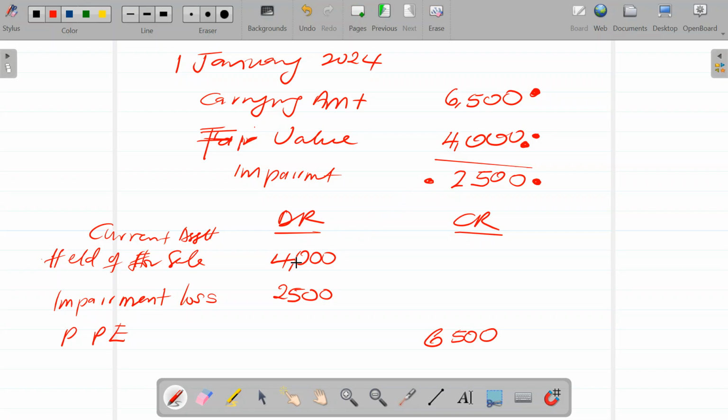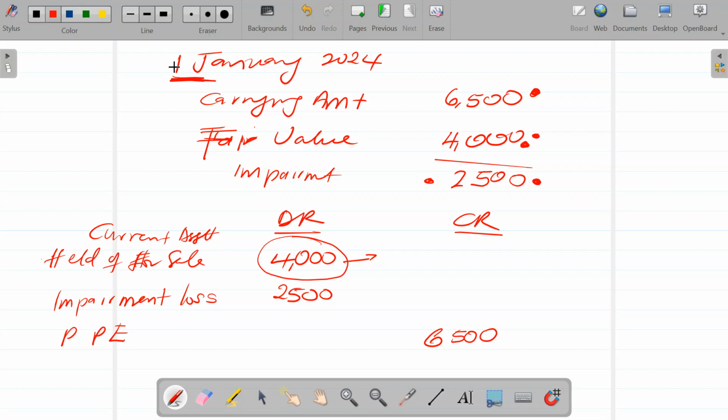So this will be the new carrying amount of the asset. This 4,000 is what will show in our records as at 1st January 2024. Do you get it?